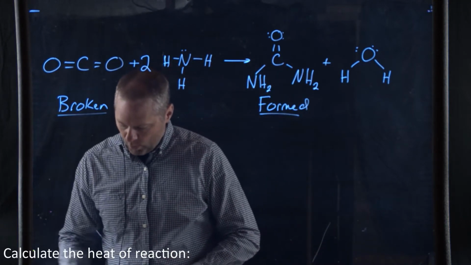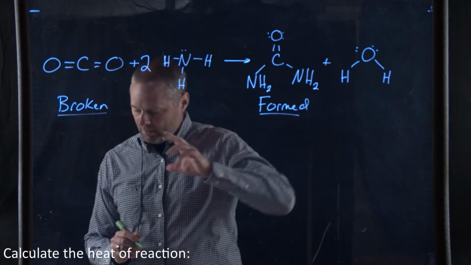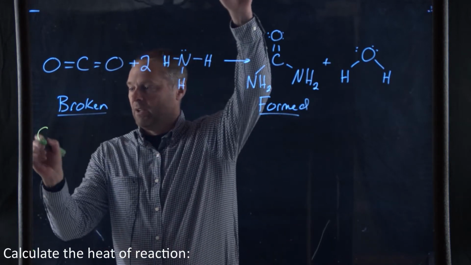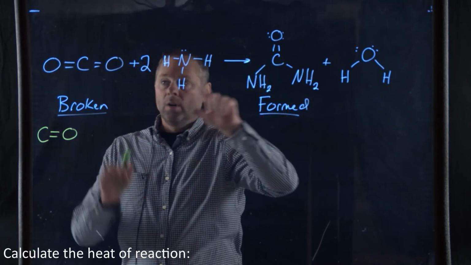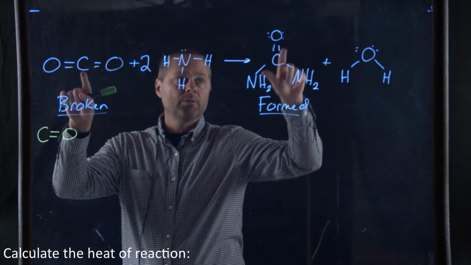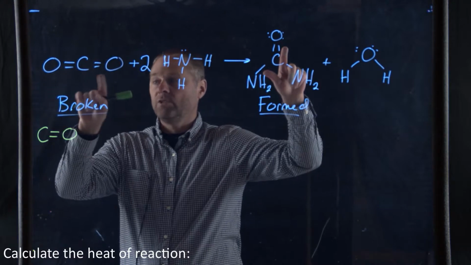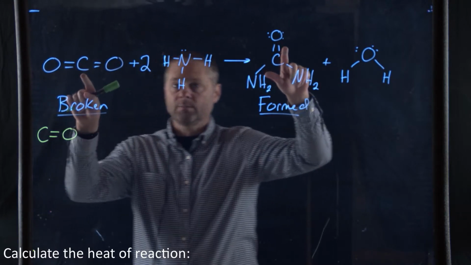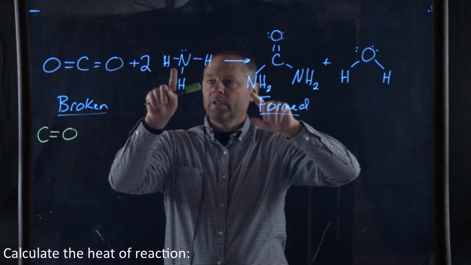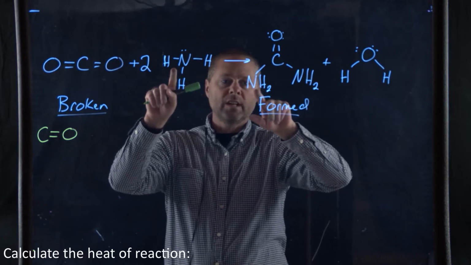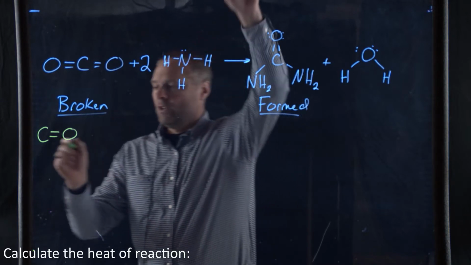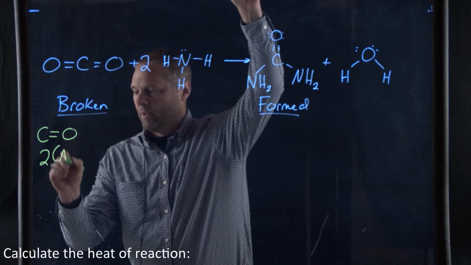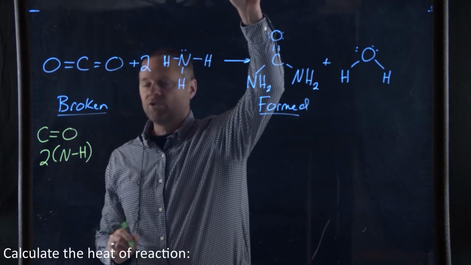Now, what is being broken? Let's look at what's being broken. We have a carbon double bonded oxygen being broken, right? So this carbon's only bonded to 1 oxygen. This carbon's bonded to 2 oxygens. So we're breaking one of these. We can look at the nitrogen. The nitrogen here is NH2. This is NH3. So we're actually breaking 2 of the nitrogen hydrogens.